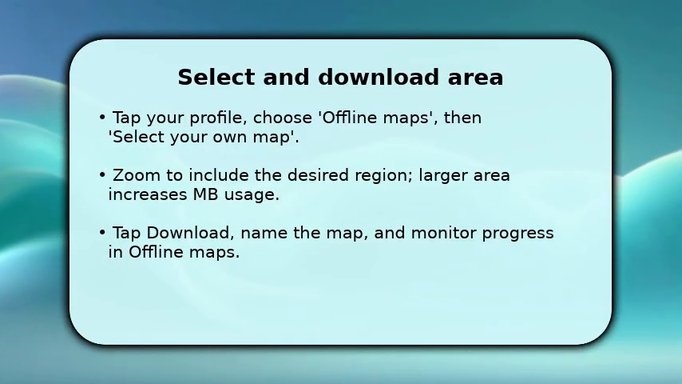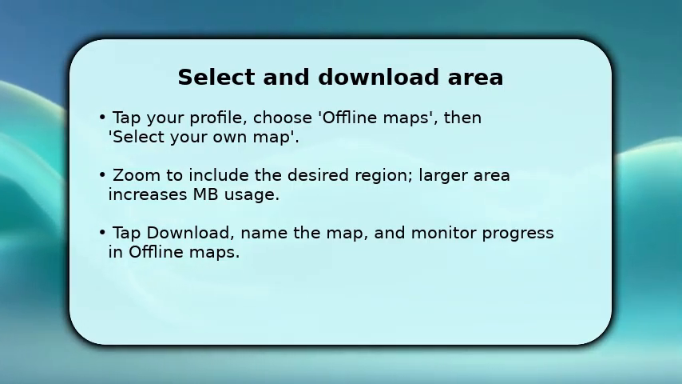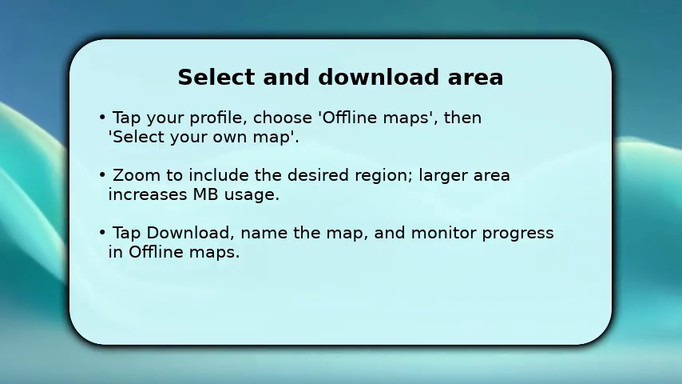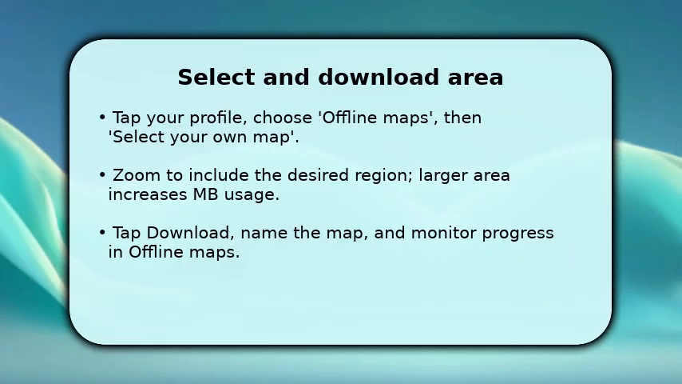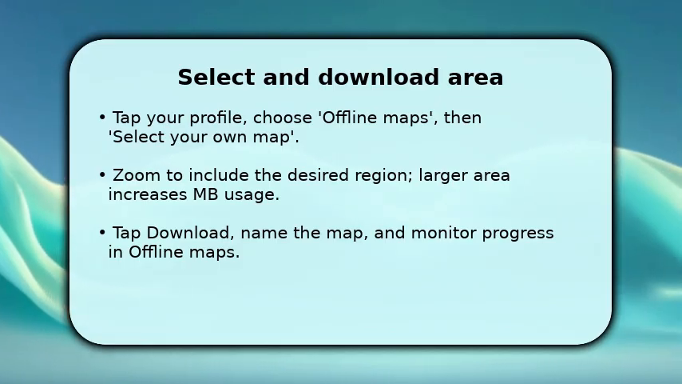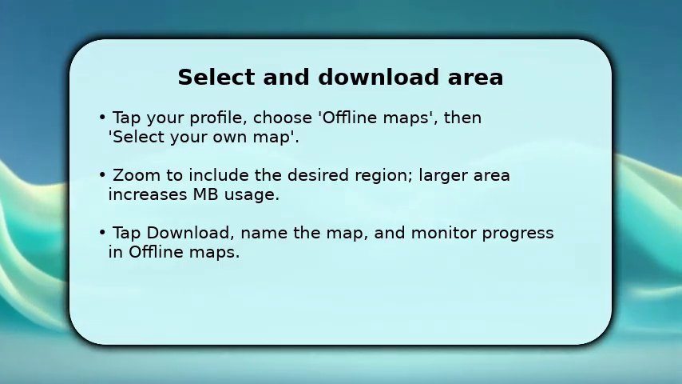Tap Download, give the map a clear name so you can find it later, and watch the progress bar. Make sure the download completes before you leave Wi-Fi. Once it finishes, Google stores the area locally, so navigation works without a signal. You're ready to navigate offline.